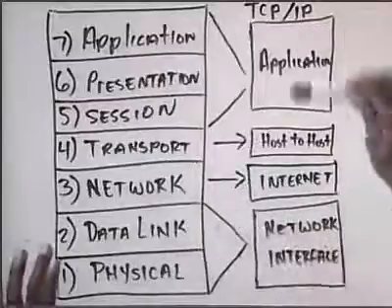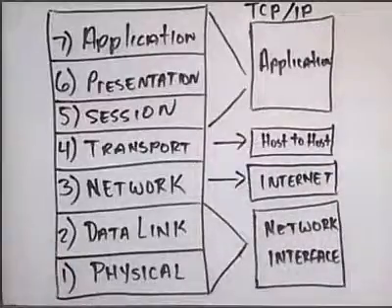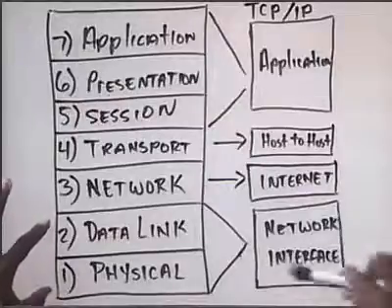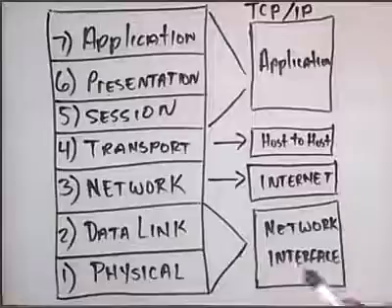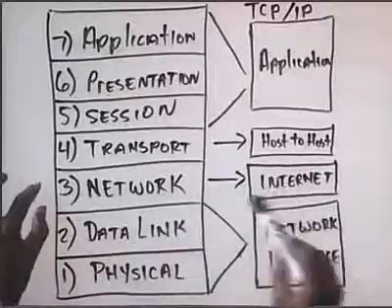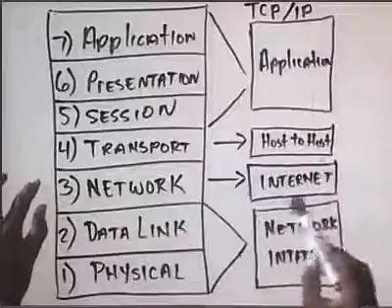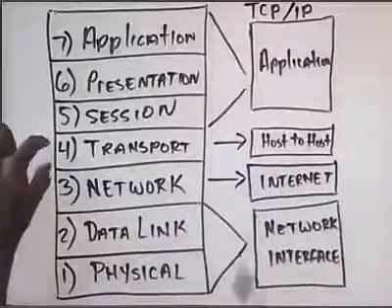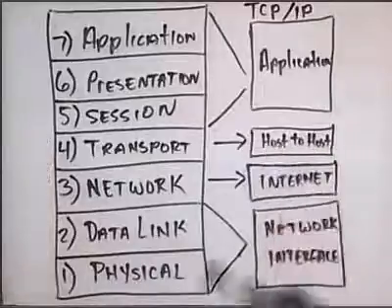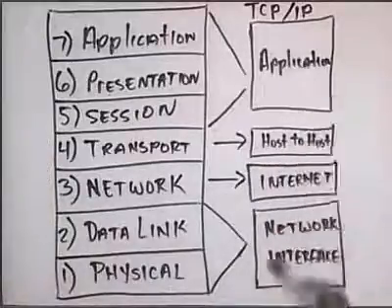Over here we have the TCP/IP protocol stack. Notice layers 1 and 2 are combined and referred to as the network interface layer. Layer 3, the network layer, is referred to in this stack as the internet layer. Layer 4 is referred to as host to host. Sometimes it's still referred to as the transport layer, even in the TCP/IP model.